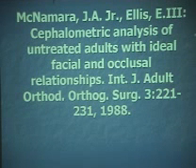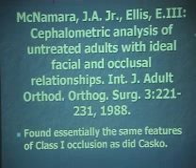In 1988, McNamara and Ellis did a similar study of untreated adults with ideal facial and occlusal relationships. And what did they find? Essentially the same as Casko. So what I want to focus your attention on is not to try to put restraints on what we call normal. Don't put borders, don't put limitations.